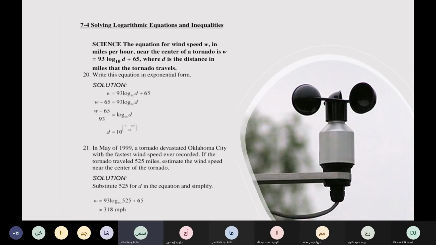Solving logarithmic equation and inequality. The equation for wind speed W in meters per hour. Salama, I apologize for the interruption, but what is your question? Can you show them? For the sake of time, let me take a screenshot from my side so they can follow up with you. Ladies, you will be having the CCQ question on the chat. And now, Salama, you can continue.